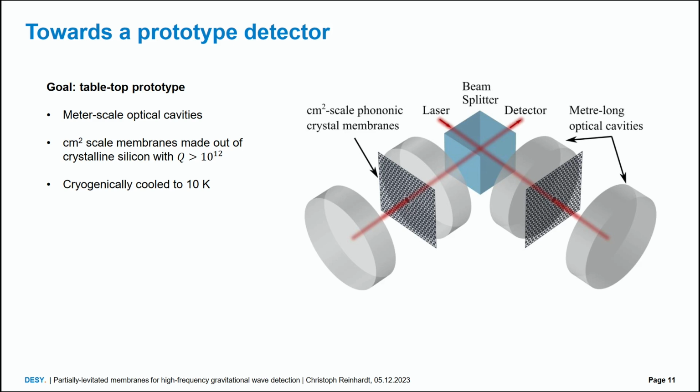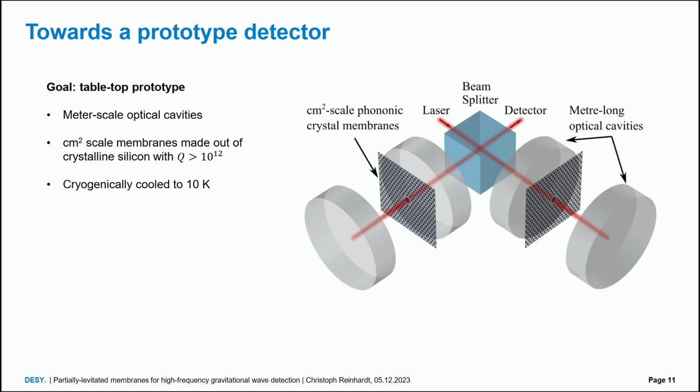Okay, once we have the membrane, then we could think about how to realize a prototype detector. And this is sketched here, which again looks very similar to the levitated sensor detector, where we have this Michelson configuration of 2 cavities for detecting some common noise sources and so on. And then in each arm, we have a 1 meter long cavity with a centimeter scale membrane. Everything cooled down to 10 Kelvin, for example, which the membrane likes to have a high Q. Yes, so this would be the idea here.